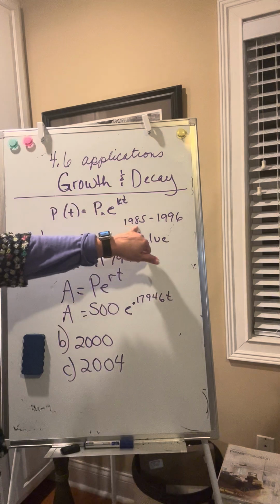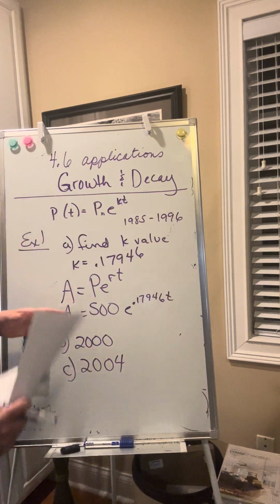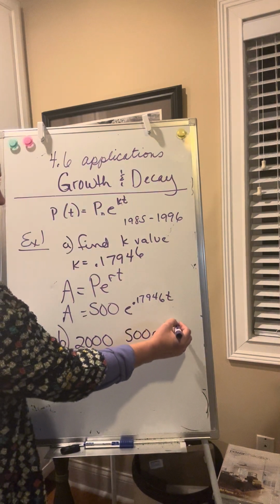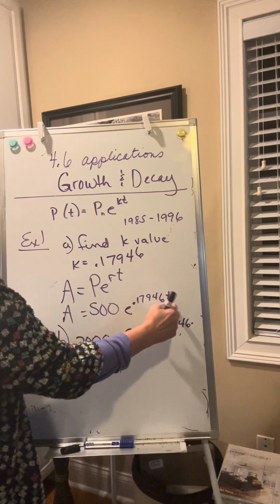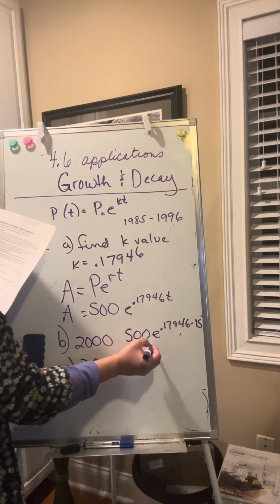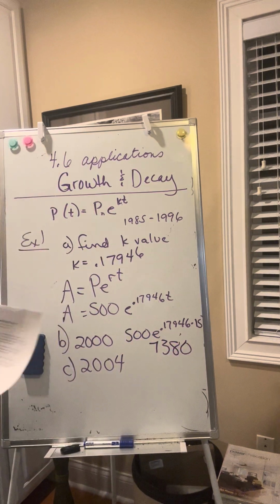Now remember, it starts at 1985, so whenever we do the year 2000, that's 15 years later. So we would do 500 e to the 0.17946, and we would put in our 15 years. And then type that in your calculator. And it says there should be 7,380 female athletes in the year 2000. Again, feel free to Google that and see how close it is.